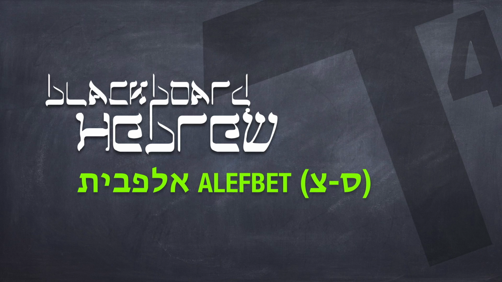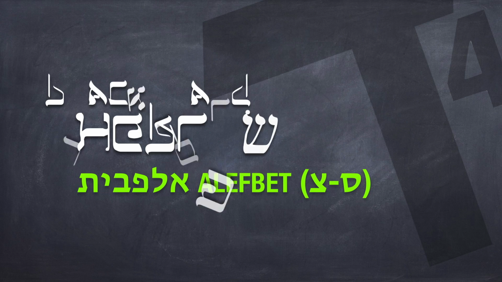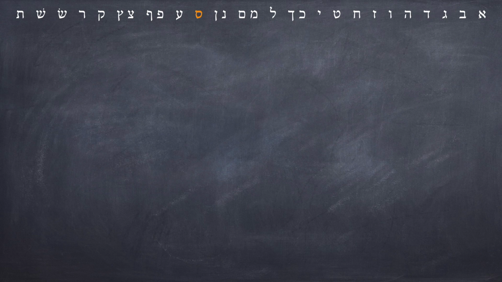Shalom, welcome to video number 4 in Blackboard Hebrew, this time looking at the letters Samech, Ayin, Pei, and Tzadi. First up is Samech.